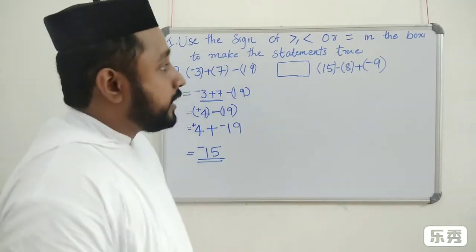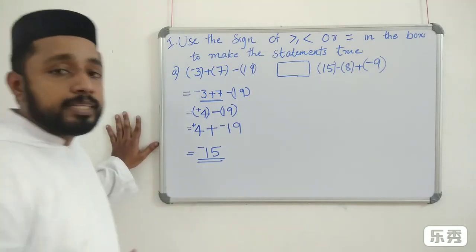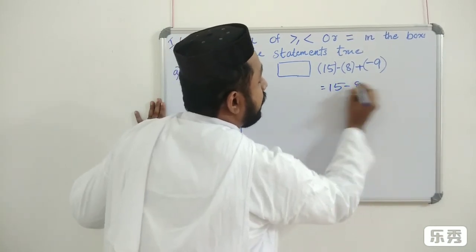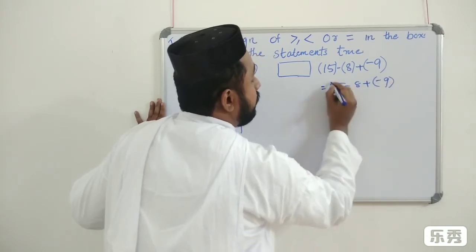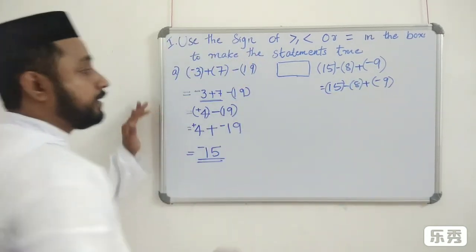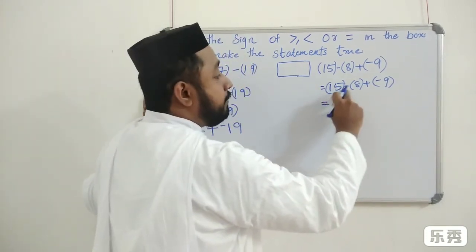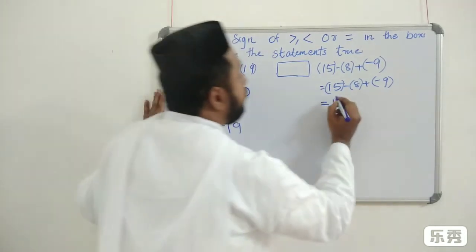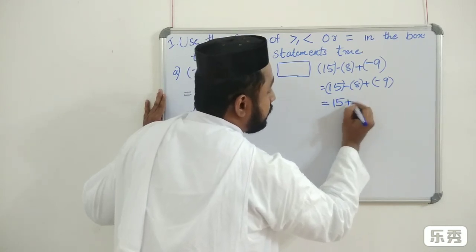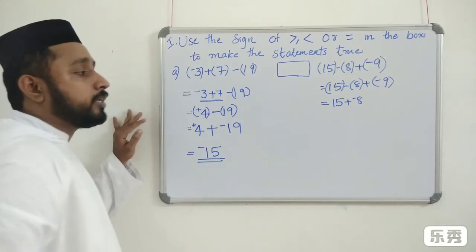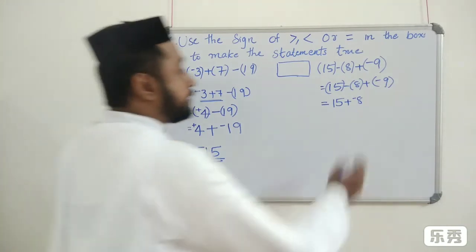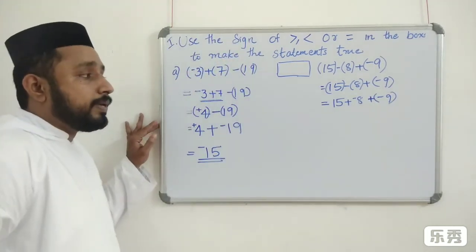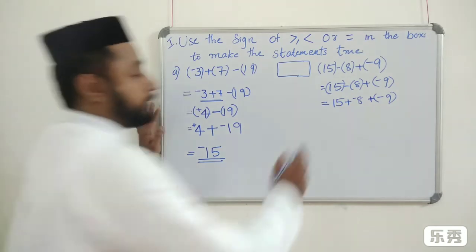Now we are going to take the second one. 15 minus 8 plus minus 9. We know that 15 minus 8 is 7, or we can write 15 plus minus 8. We are changing this subtraction into addition. So 15 plus minus 8 plus minus 9.